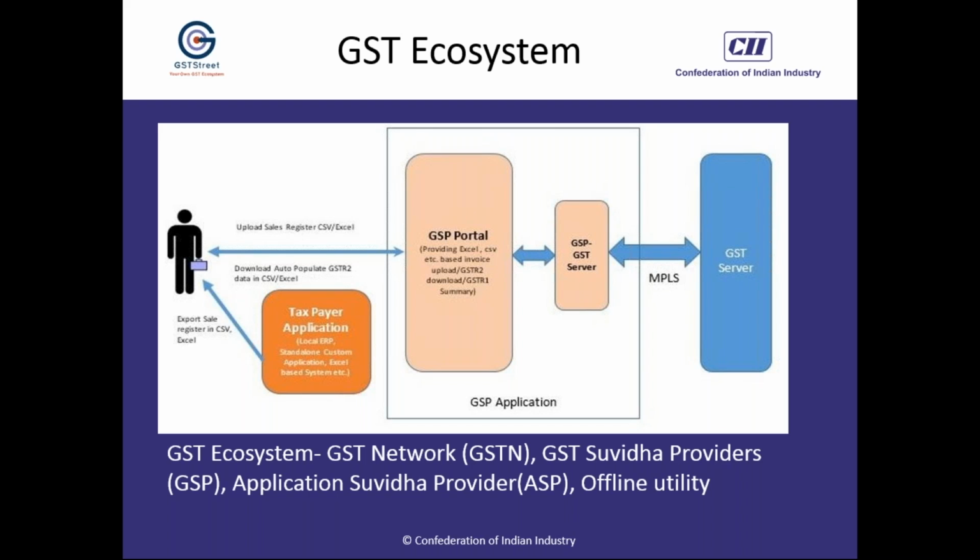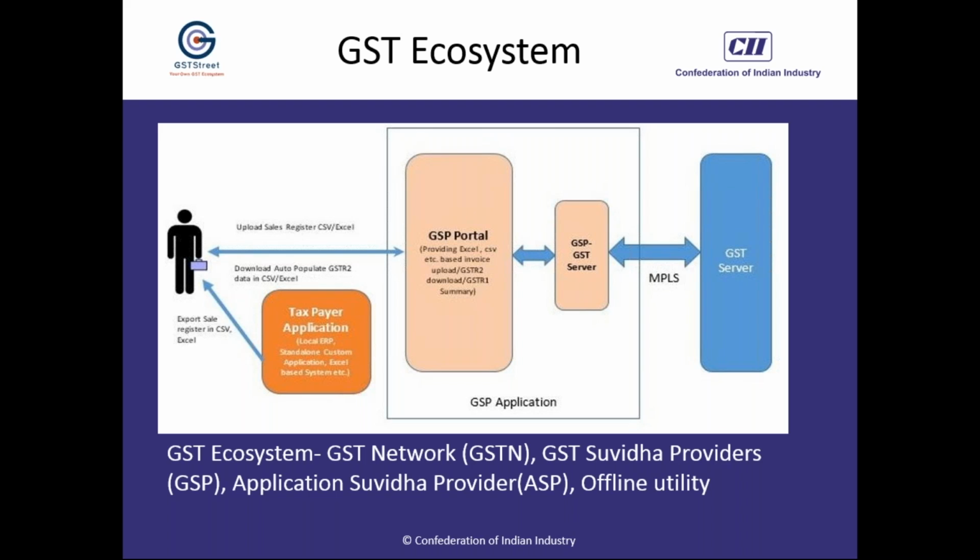voluminous. The small players can use offline utilities which are distributed by the GST portal as well as the central government. These offline utilities can be used by small businesses, but large or medium scale businesses will need some kind of computer assisted compliance, through a compliance service provider, which is a GSP, and there are certain people who act as ASPs. ASP is an application service provider, application suvidha provider.